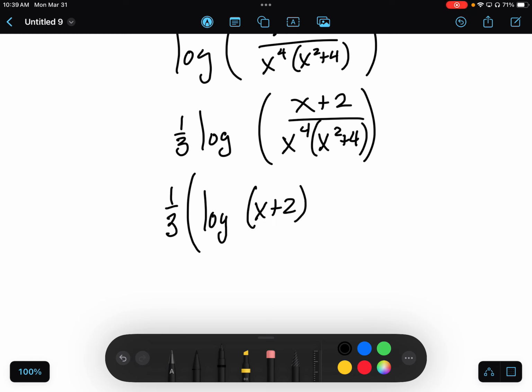I'm going to put the top in parentheses so it doesn't look like I'm taking the log of x and then adding 2. I'm taking the log of x plus 2. Does that make sense? That I put the x plus 2 in parentheses because I want it to show that it's taking x plus 2 in the log of that, not the log of x, and then adding 2. Minus log x to the 4th, x squared plus 4. That was all on the bottom.